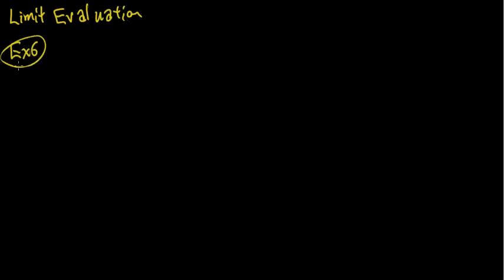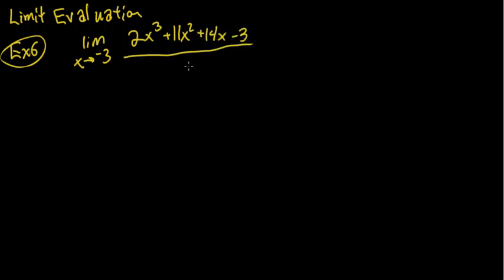In this video we're going to go over limit evaluation, and it's going to be example 6. So limit evaluation, example 6. Let's say we have the limit as x approaches -3 of all this right here. We'll have 2x to the third plus 11x squared plus 14x minus 3 divided by x plus 3.